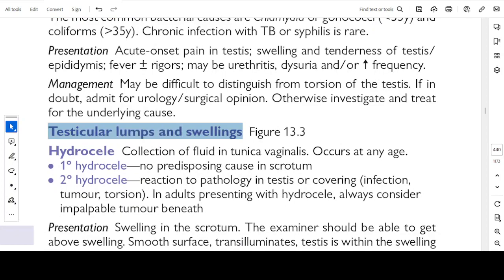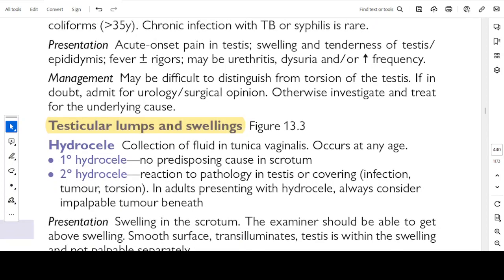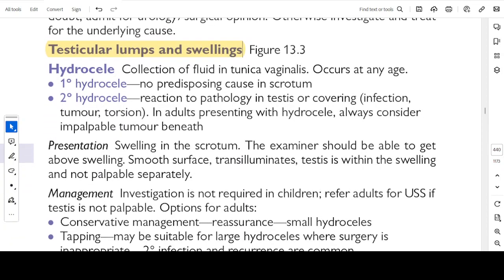Testicular lumps and swellings are presented in figure 13.3. Hydrocele.